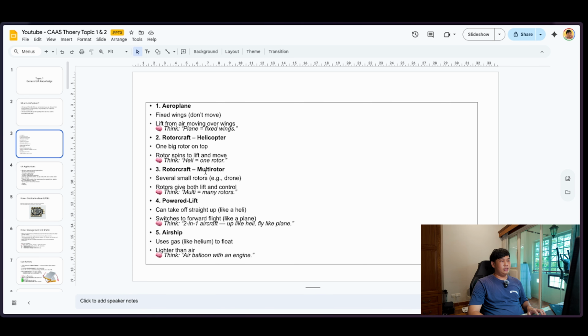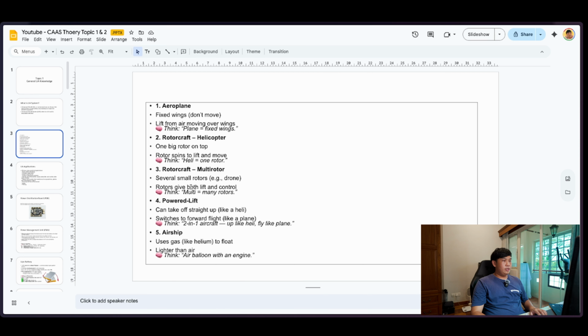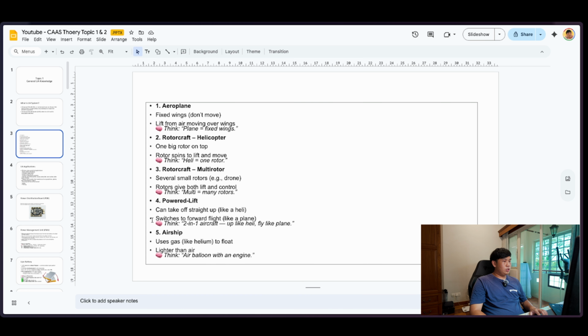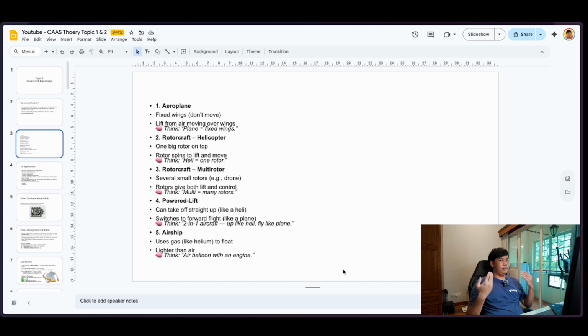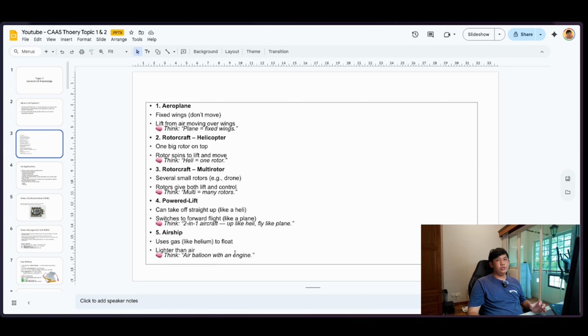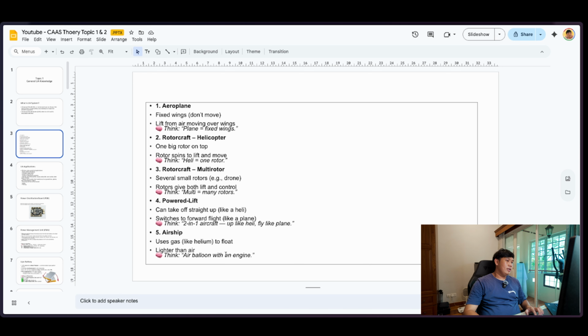Rotorcraft multi-rotor has several small rotors. For example, drones, you can see drones having small propellers, right? So multi equals many rotors. Power lift can take off vertically upwards. If you think about it, it's a 2-in-1 aircraft: up like a heli, fly like a plane, meaning that it has endurance. Airship uses gas and helium to float, like a balloon that floats in air. It's lighter than air, a balloon with an engine.